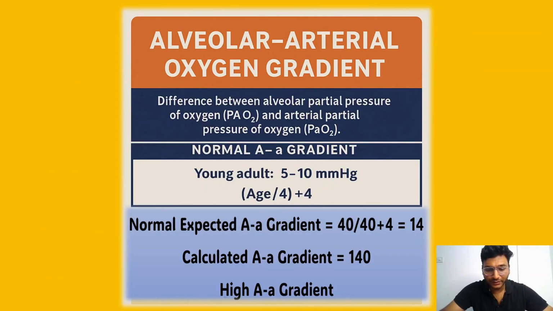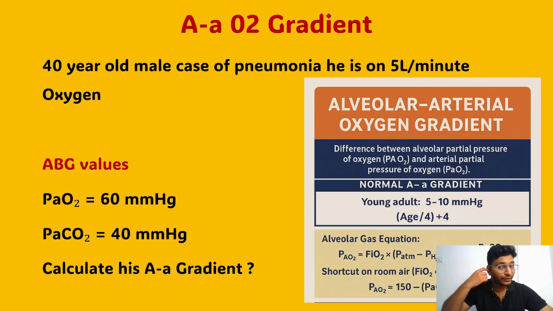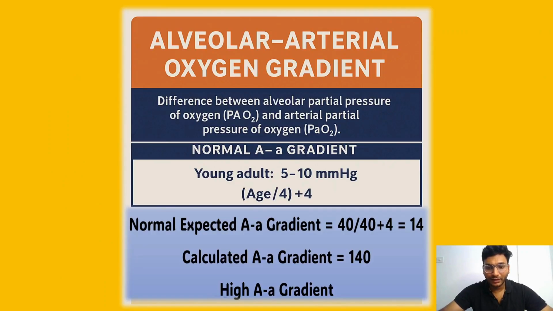So if you calculate using the formula, how will you calculate the FiO2 here? The oxygen is 5 liters per minute, right? For room air, the oxygen fraction is 21%. For every 1 liter there is an increase of 4% of oxygen. So 21 plus 5 liters into 4, that is around 41. So FiO2 is 41 and the partial pressure of carbon dioxide is 40. As you calculate, you get the gradient as 140 and the normal expected is 14. So there is a high alveolar arterial gradient, right? So there is a diffusion problem because of pneumonia here, right?